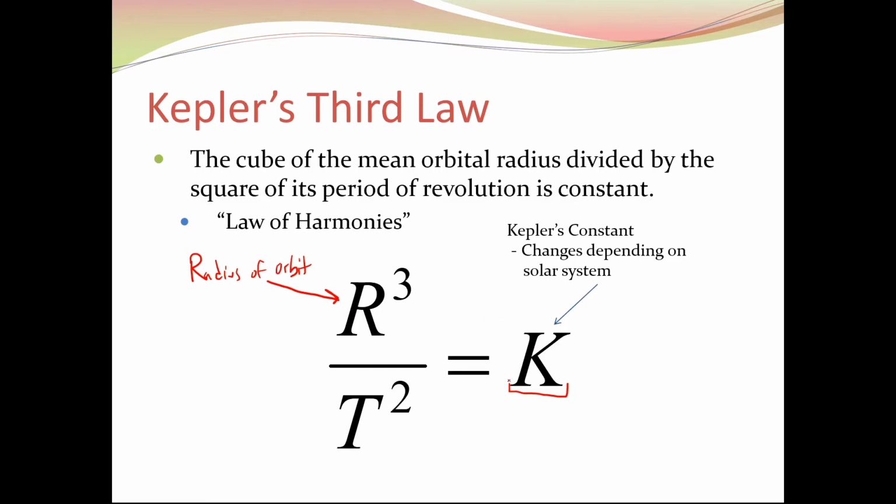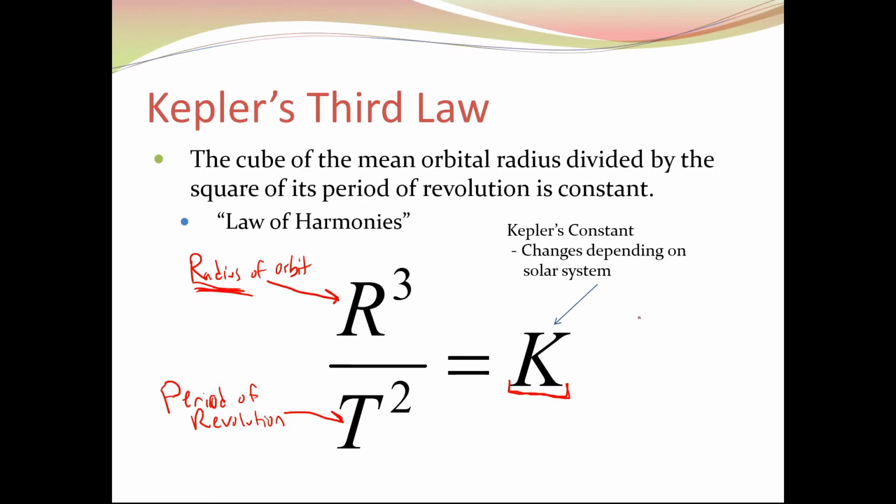and I know Kepler's constant, then I can predict the period of revolution. And vice versa. If I know the period of revolution and Kepler's constant, I can predict the radius of the path. Or if I don't know Kepler's constant, but I know the radius and period, I can calculate Kepler's constant, and then I can predict other things for other objects in that solar system.